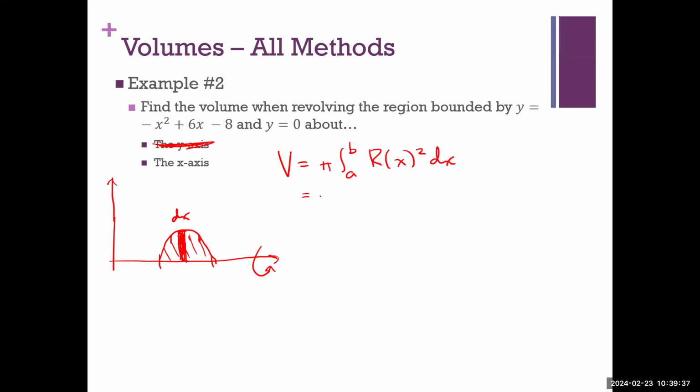What are the bounds? Are they still 2 and 4? They should be, right? I have the same exact area that I'm rotating, and I'm using the same variable, so the bounds better be identical to what they were. What is that radius? Yeah, the y, basically whatever that parabola is defined as, so negative x squared plus 6x minus 8, all squared, dx.